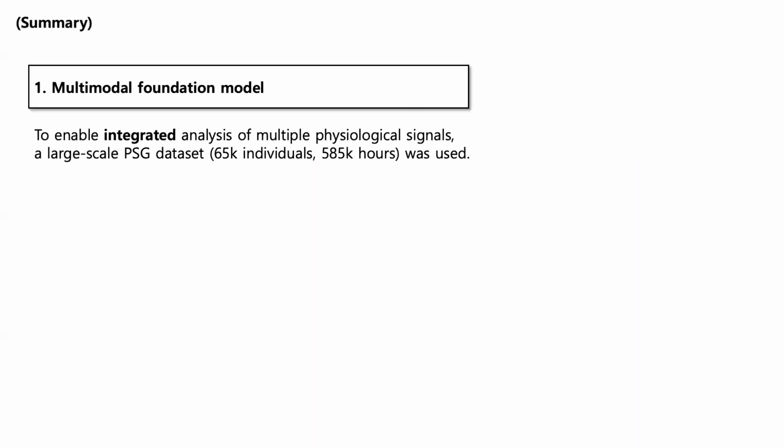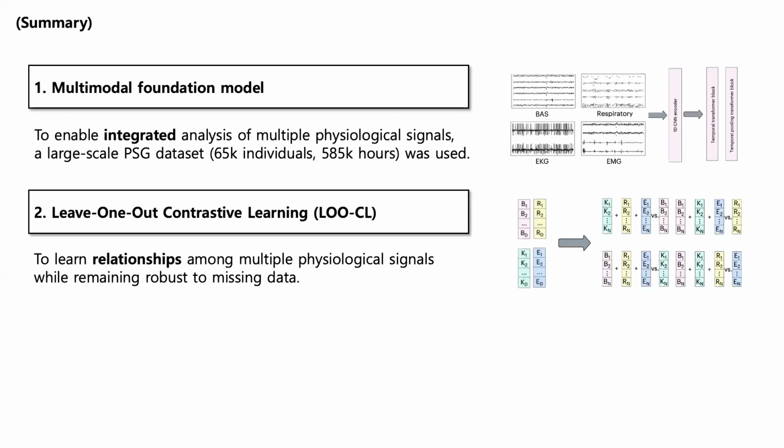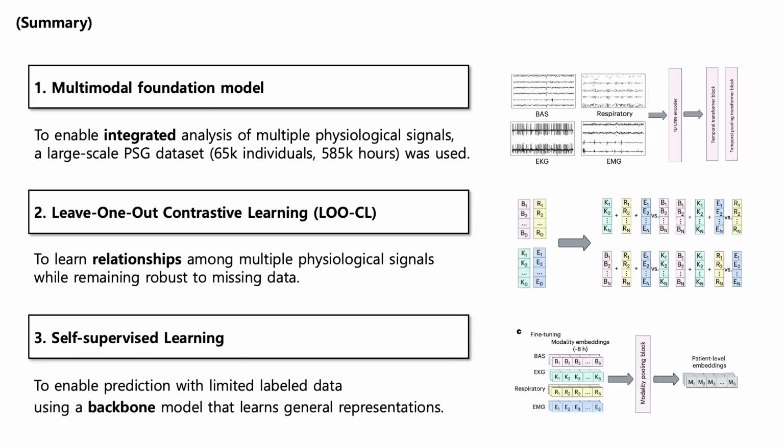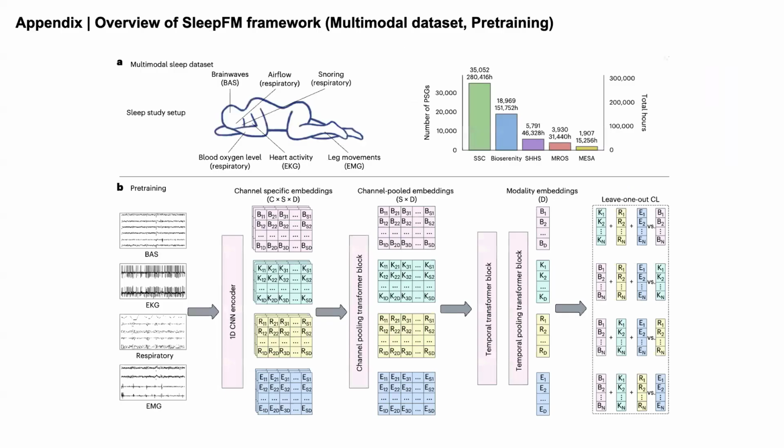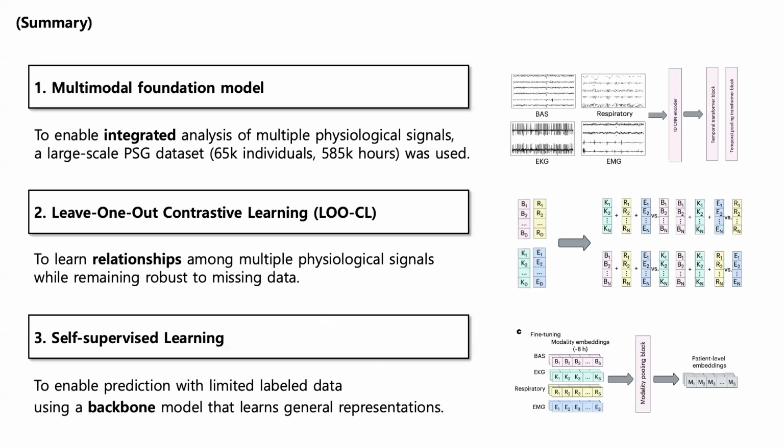And then the summary is the same as before. They proposed the multimodal foundation model, they proposed the leave-one-out contrastive learning approach, and they proposed self-supervised learning to train a backbone model. All right. This is the end of the presentation, and here is the appendix of the framework, the multimodal data set and pre-training. And this one is for the fine-tuning and evaluation. All right, that's all. Then let's just wrap up.